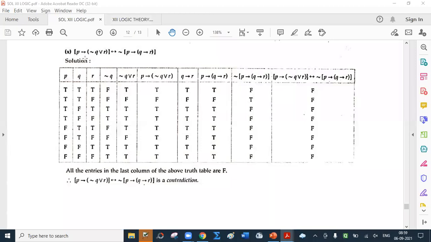10th one, P implies not Q or R, biconditional, negation of P implies Q implies R. So these are the columns to be made. You will notice that all entries in the last column are F. So the given statement pattern is a contradiction, that is fallacy.